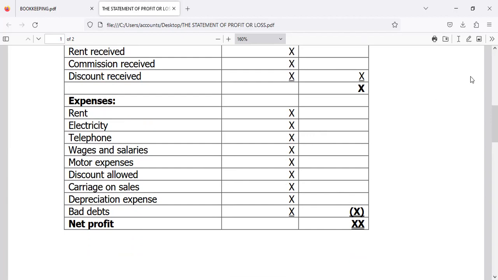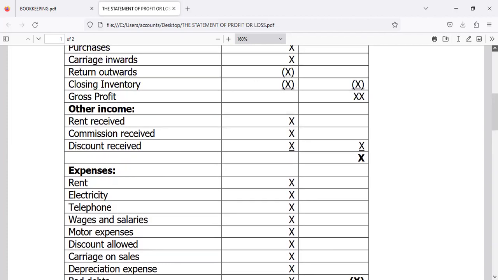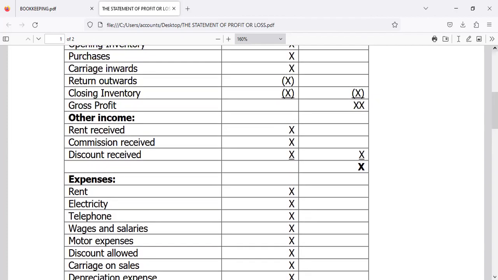So you have to learn this format because, according to your past paper questions, the examiner normally asks you to prepare the income statement. So you have to learn this format and then you practice through the past paper questions.